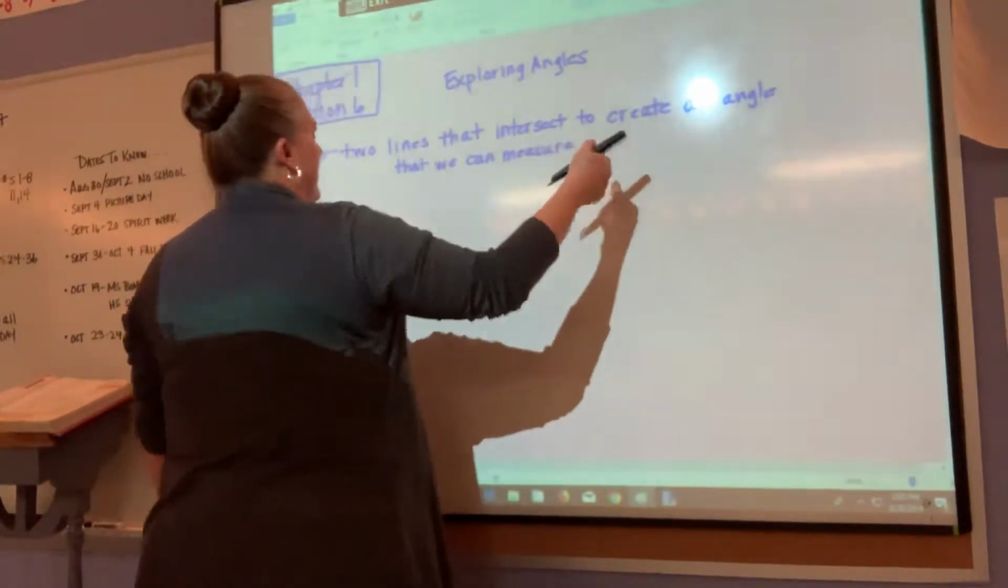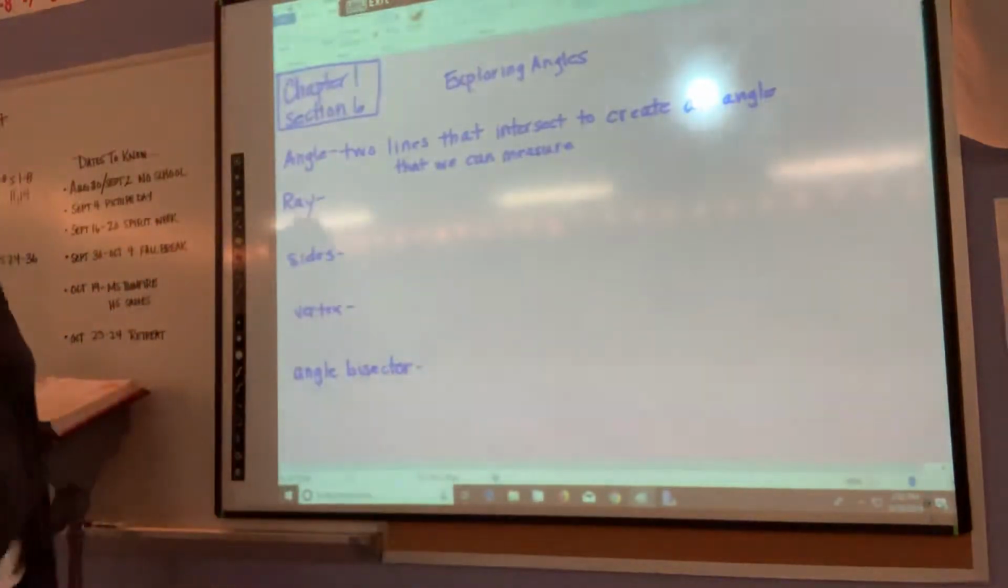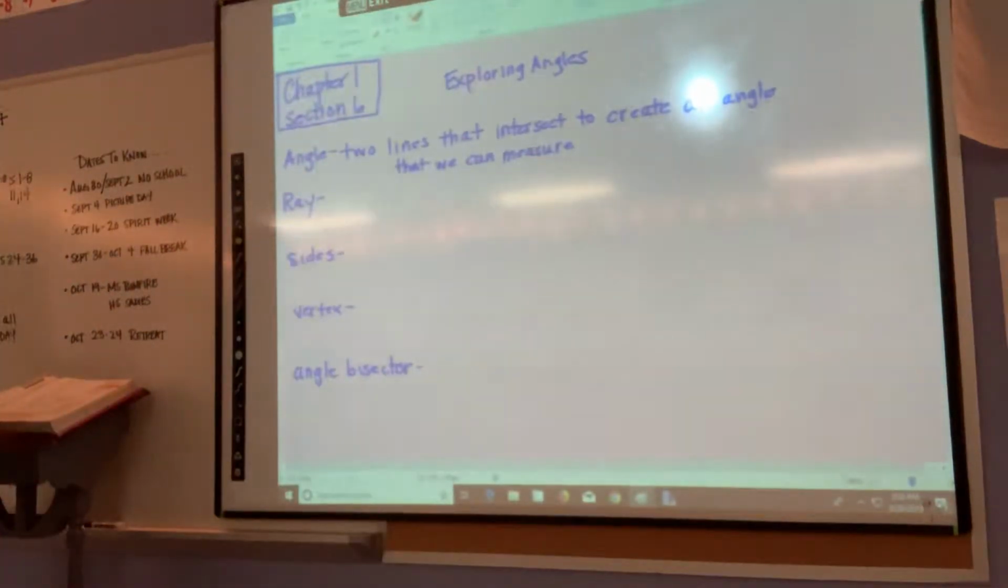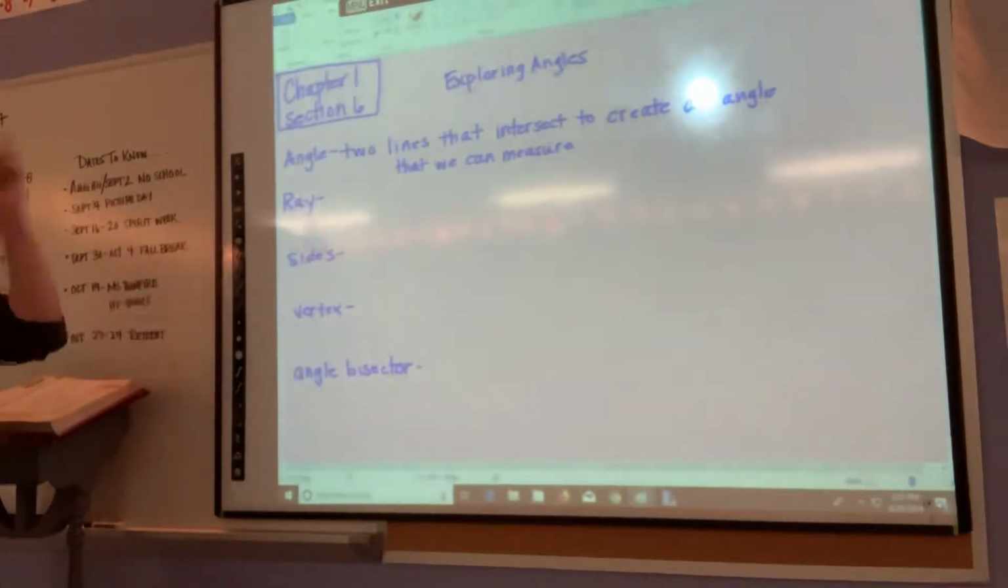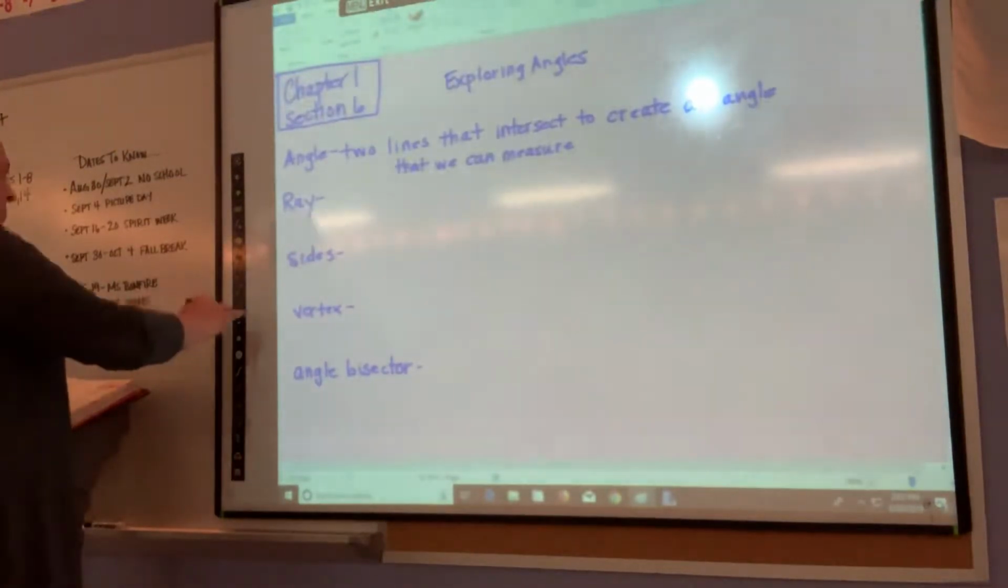So I know I put the definition inside whatever it is, but 2 lines that can intersect to create an angle that we can actually measure. We've done these before. You all talk about acute angles, right angles, straight angles, obtuse angles, reflex angles. We talk about all of those different kinds of things, right?